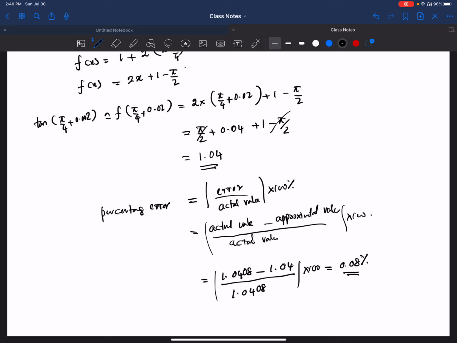So we can approximate any function by using that in the neighborhood of the given points, and then we can get the value of any x value. So we can work out some problems.